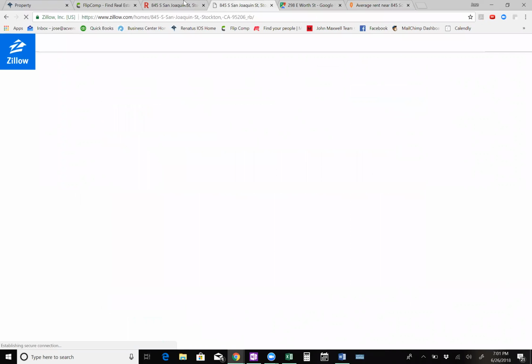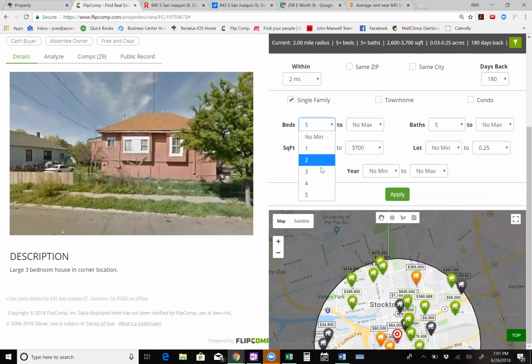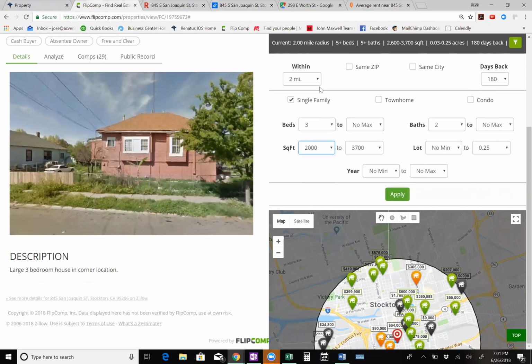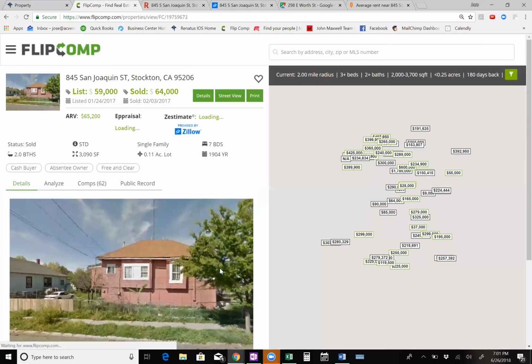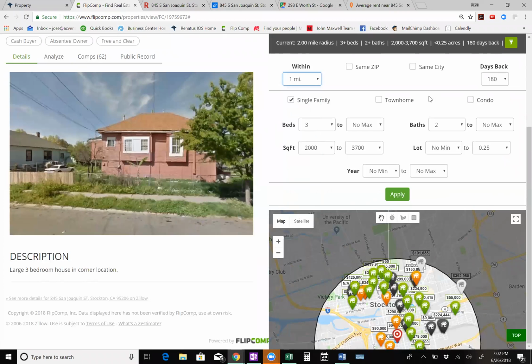All right, so we're gonna go back to flip comp. So you come up here, you go ahead and look through your filter. We want to look at 3 bedrooms. We want to look at 2 baths. I want to take my square footage down a little bit because there's probably not a lot that big. And then we did a 2-mile radius. Let's do a mile, 180 days back.